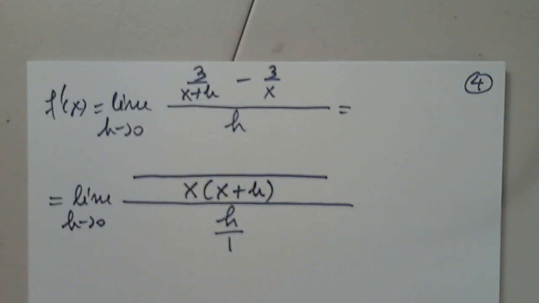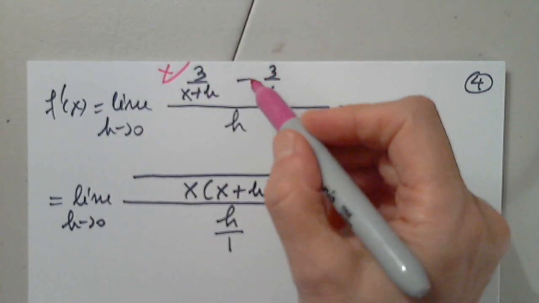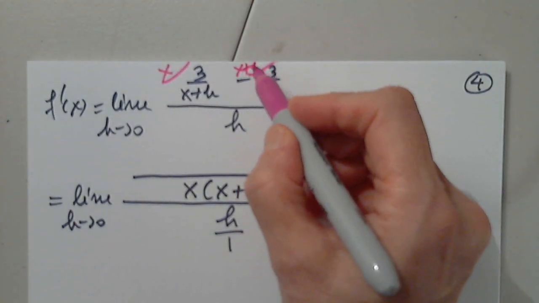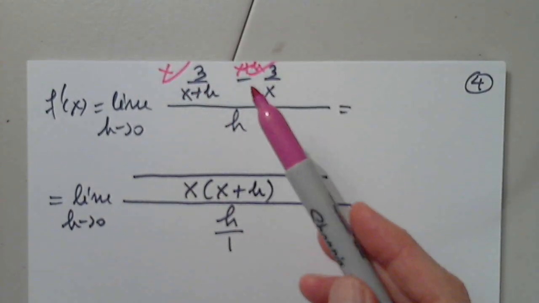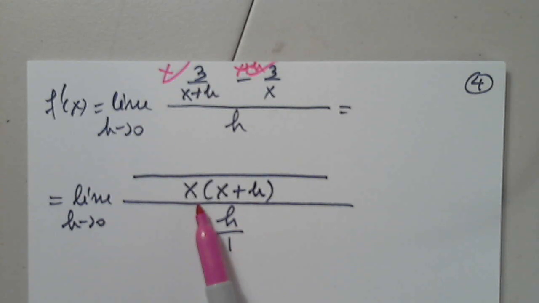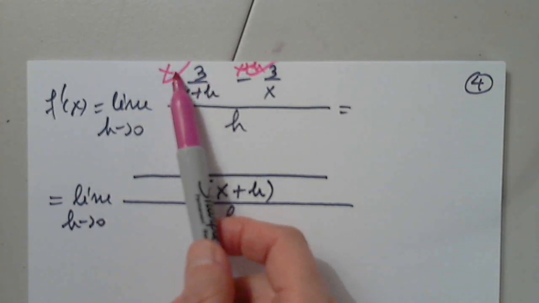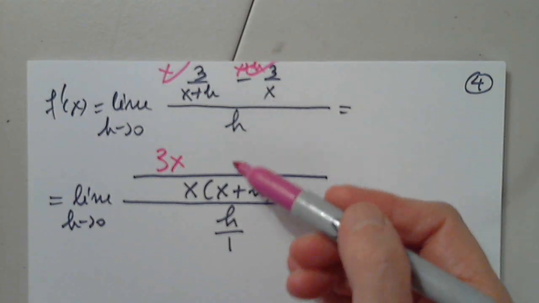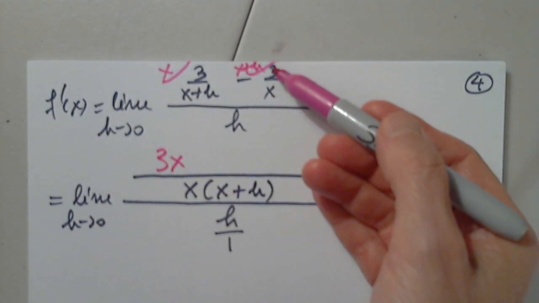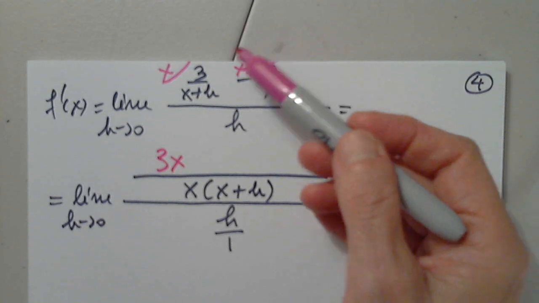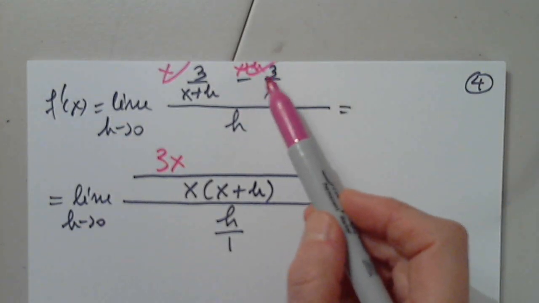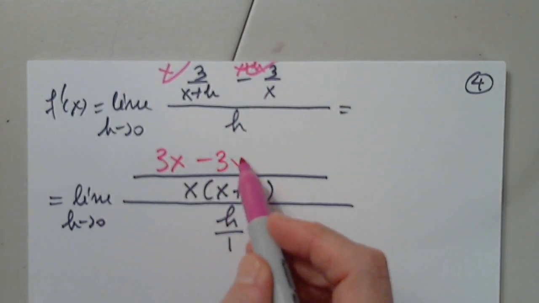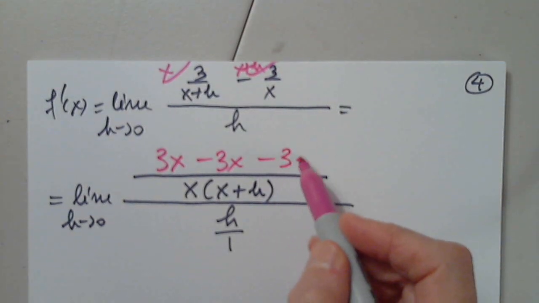Now, the top here has to be multiplied by x, and the top here has to be multiplied by x plus h. How do I determine these? Well, x plus h was multiplied by x in the denominator, so I have to multiply the numerator by x. x was multiplied by x plus h, so I have to multiply the numerator by the same thing. But now careful, because we have to distribute -3 to x and -3 to h.